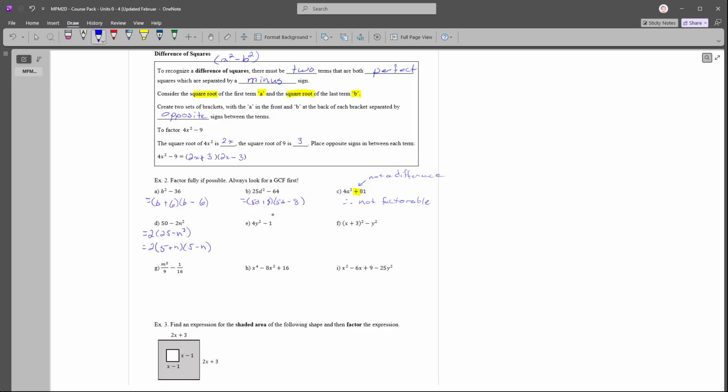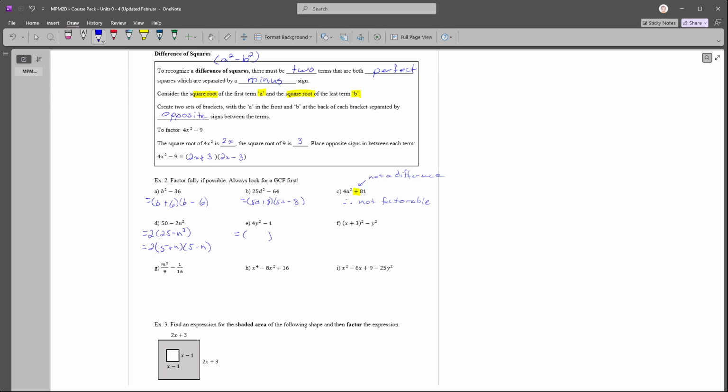Factored. Go to the next one. Can we factor anything out? Nope. No greatest common factor. Are they perfect squares? Let's see. 4y squared, that's a perfect square, it's 2y. Good. And the square root of 1 is 1. And they're both being minused? Yep, we can use it.